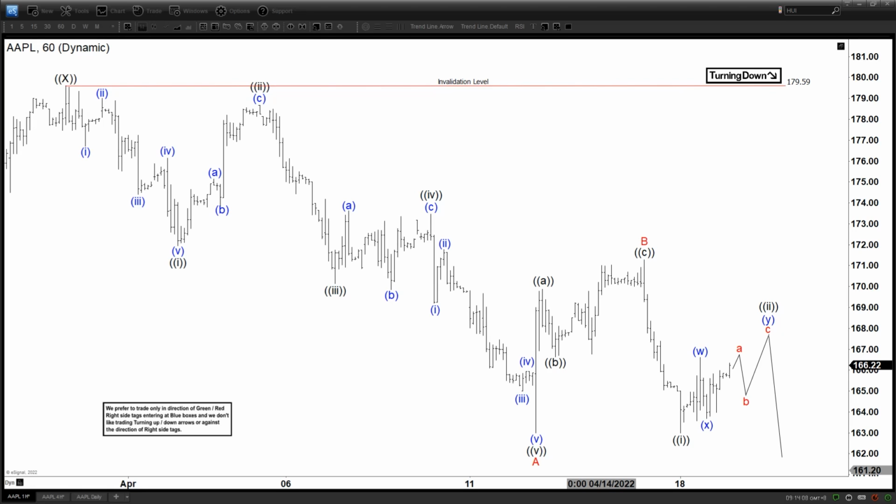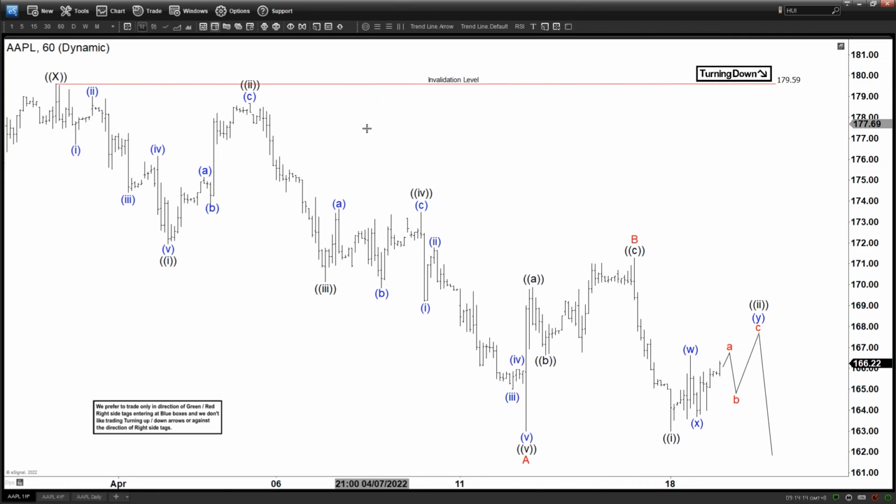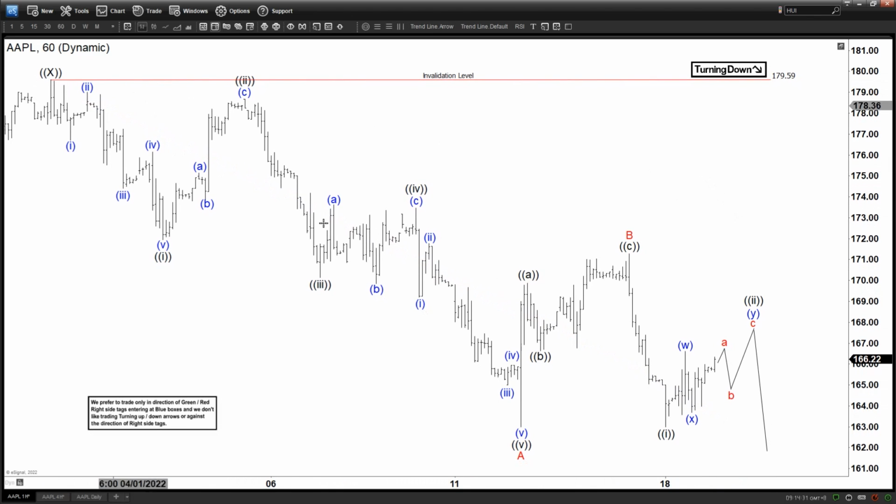Today we're going to be looking at the chart of Apple. This is a 60 minute chart here. We're going to be focusing on the short term, okay? And right here we see that we ended with X at 179.6, which means we are now technically within Y, and within Y we are now doing a zigzag.